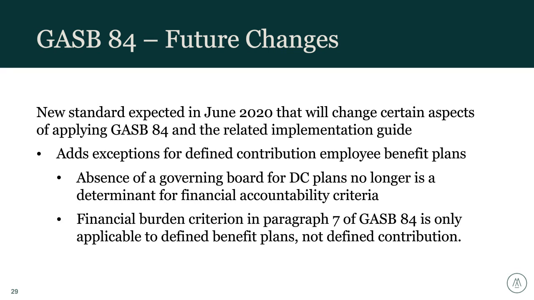So the main provisions that will change under GASB 97 for defined contribution plans was that the absence of a governing board does not automatically mean that the sponsoring government is financially accountable. And in addition, the financial burden aspect that was also causing some defined contribution plans to be pulled in as fiduciary funds, if sponsoring governments were making any employer contributions to the plans. This criterion will now be applicable only to defined benefit plans. So it definitely gives you a little bit of an out there for some defined contribution plans.